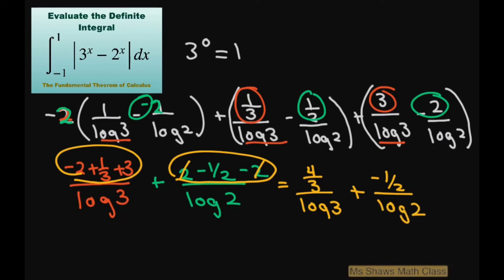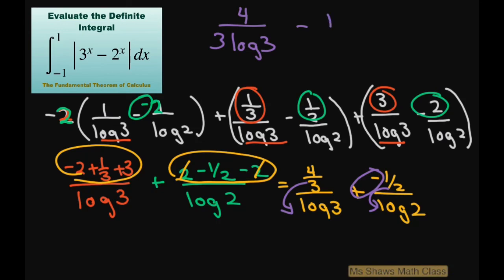And it'd probably be better if you simplify all this by, let's bring these denominators down. So this is going to be 4 divided by log of 3. And then this is going to be a minus. So minus 1 divided by 2 log of 2. So this is a good answer.